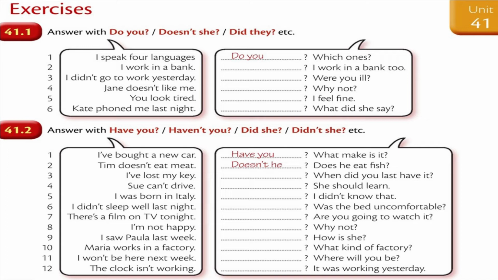Number 9. I saw Paula last week. Did you? How is she? Number 10. Maria works in a factory. Does she? What kind of factory? Number 11. I won't be here next week. Won't you? Where will you be? Number 12. The clock isn't working. Isn't it? It was working yesterday.